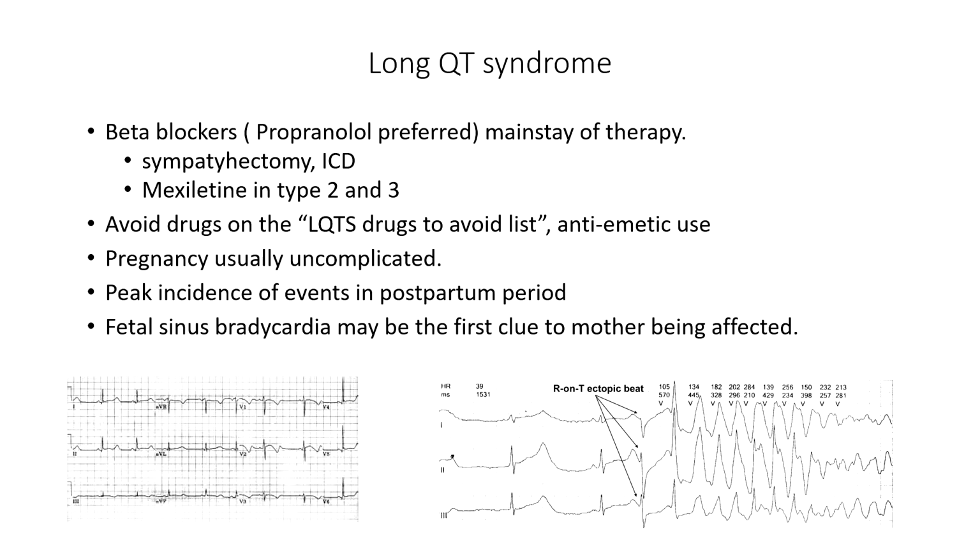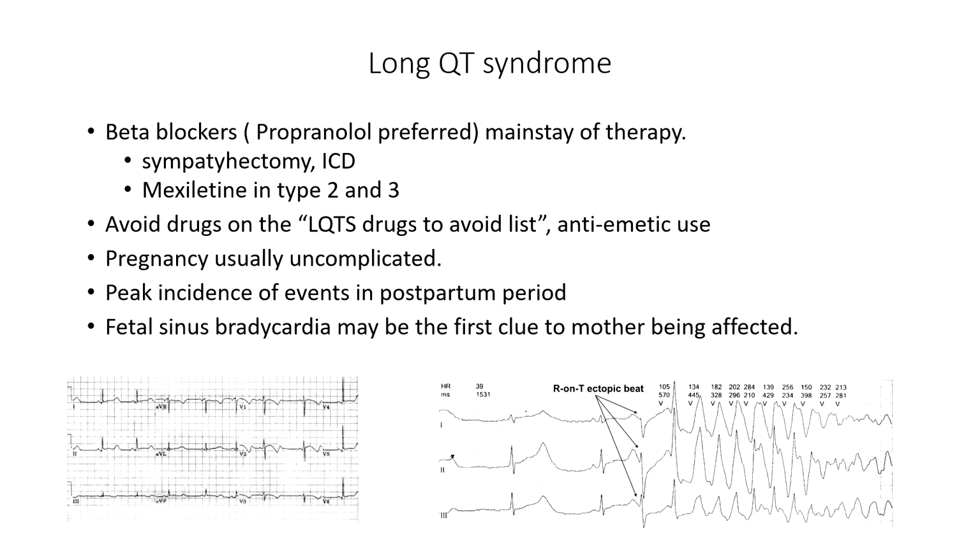For somebody not responding to lidocaine, procainamide or quinidine may be used. Long QT syndrome, a channelopathy, can again cause more episodes of torsades or arrhythmias during pregnancy, and the preferred beta blocker in these patients is propranolol. It is important to avoid drugs that can increase the QT interval, even in the pregnancy period or just after delivery. Antiemetics are very commonly used, and these drugs can also prolong the QT interval. So a drug list should be available so that you don't prescribe drugs that can increase the QT interval. Generally, patients with long QT syndrome have an uncomplicated pregnancy, and the peak incidence of events is in the postpartum period or just postpartum.